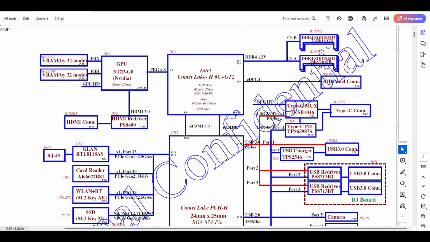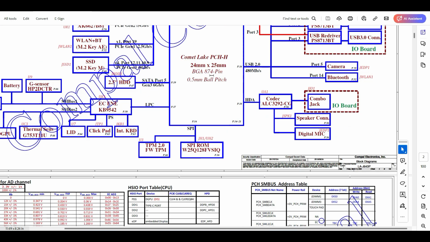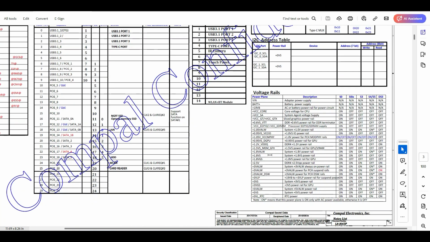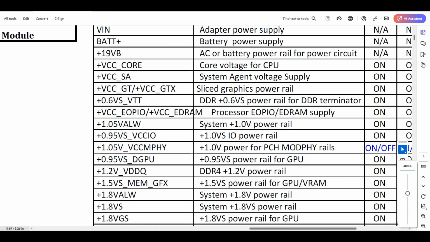In any gaming laptop, almost I am telling, the GPU will be separate and the processor will be separate. This is the first concept you have to know. And the second thing is the voltage rail. See, it has been given here, this is how we have to read. So here I'll make it a little bigger.